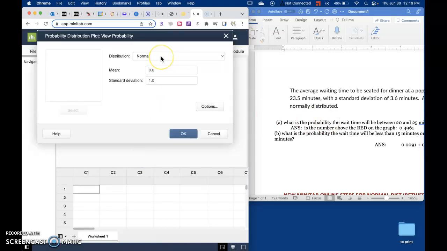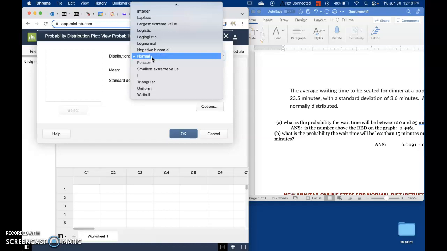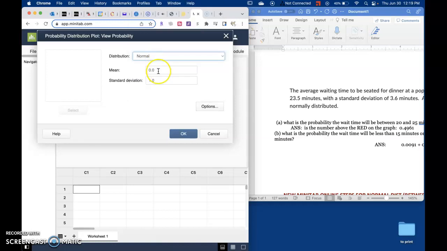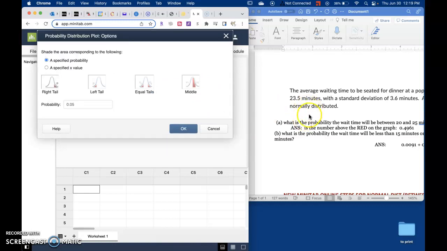And then it asks us what type of distribution. We're doing normal. You will also do a binomial, and that would be up at the top because they're alphabetical. The mean waiting time was 23.5 minutes, so put in your mean for this problem and put in your standard deviation of 3.6 minutes for this problem. Then you click on options, and let's look at our questions.